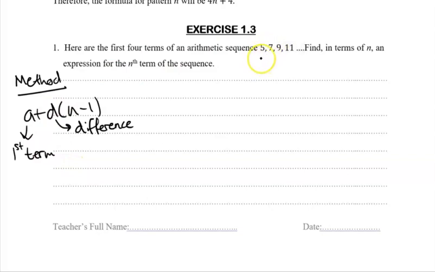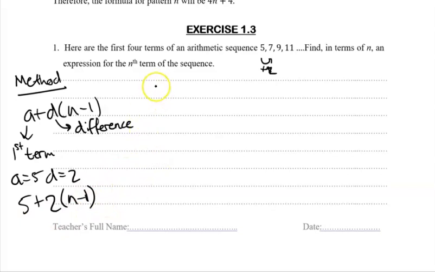Now here from 5 to 7 we're doing plus 2, then 7 to 9 we're doing plus 2, then plus 2 again. So d would equal 2, and a is the first term, which is 5. So a is going to equal 5 and d is going to equal 2. Now we're going to substitute these values into the formula, and we're going to have 5 plus 2 times n minus 1. Expand the brackets, we're going to get 5 plus 2n minus 2, then you have 2n plus 3, sorry. So that's method 1.